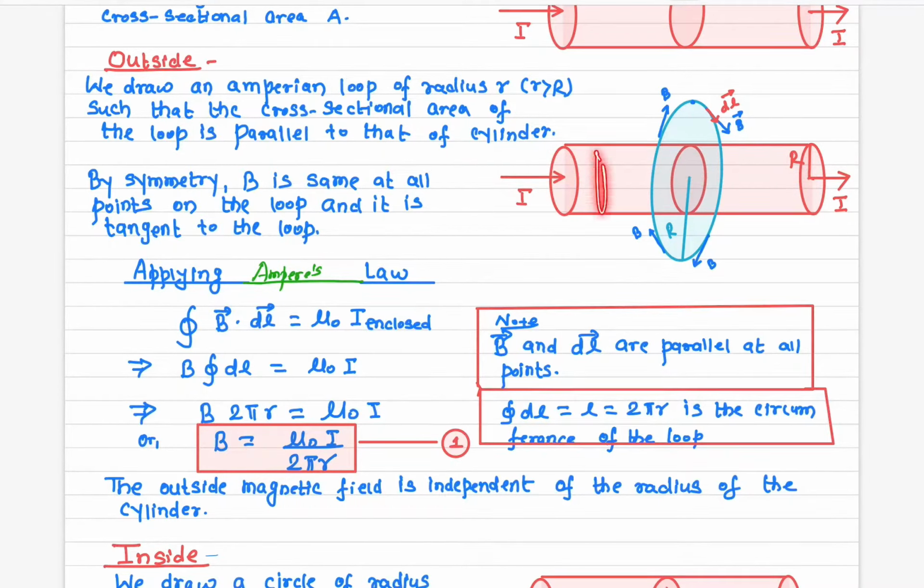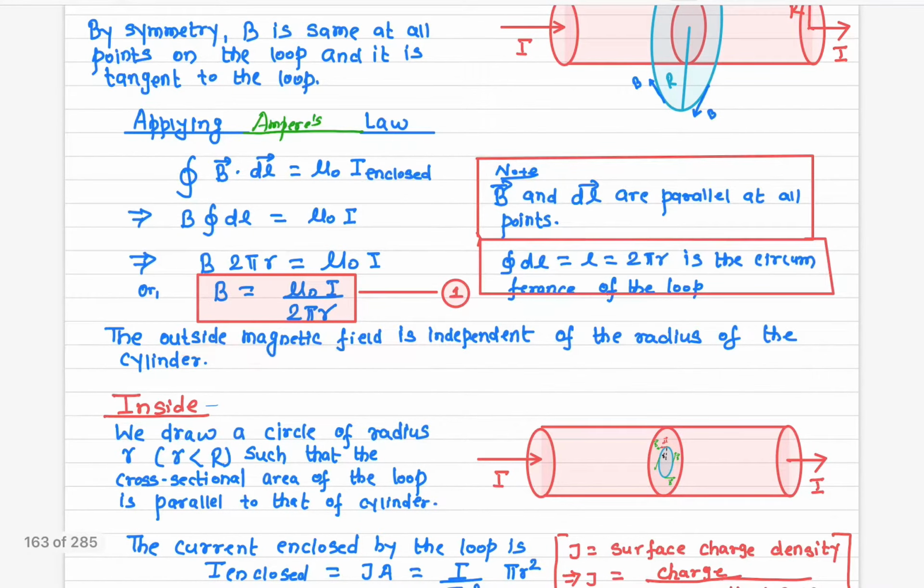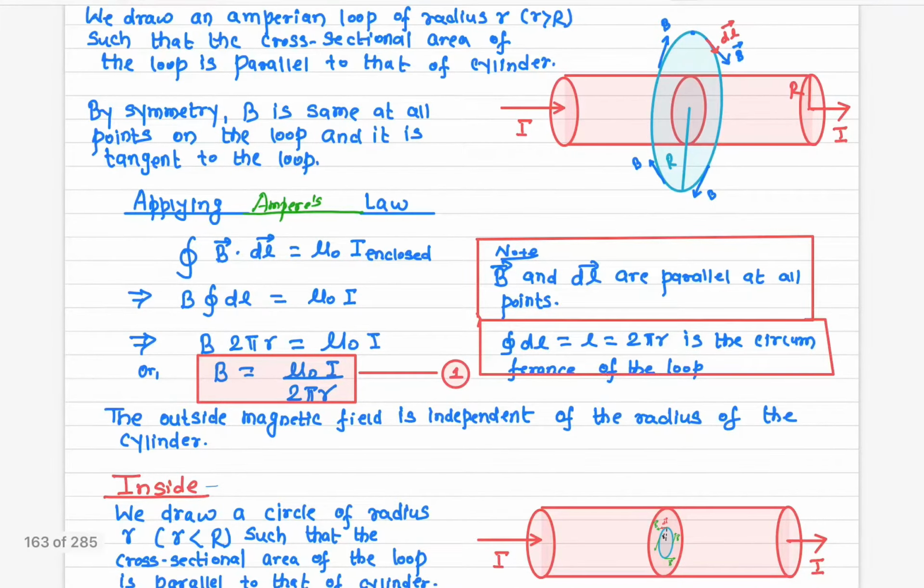Okay, it doesn't depend upon the radius of the cylinder. That's what it says. The outside magnetic field is independent of the radius of the cylinder. All right, it doesn't matter whether it is 5 centimeter or 2 centimeter. The magnetic field outside the cylinder will be exactly the same.